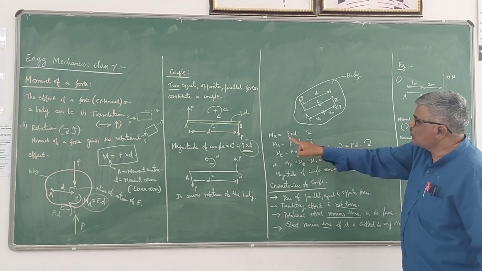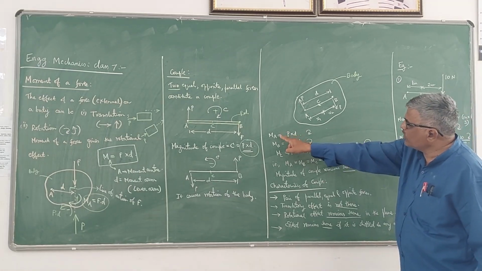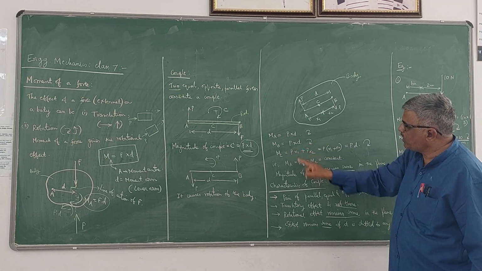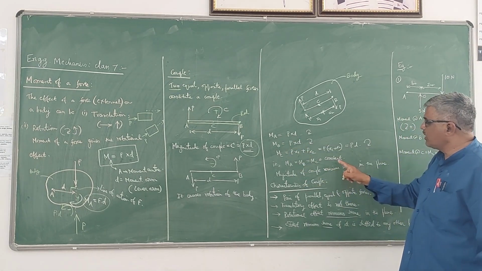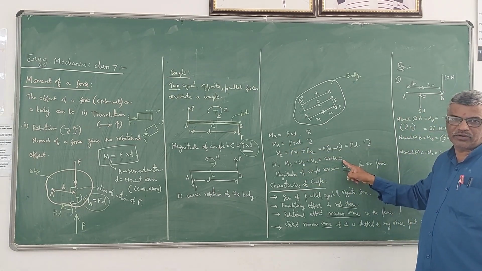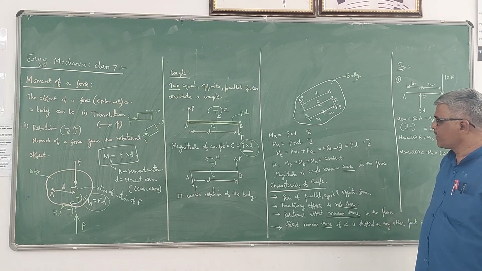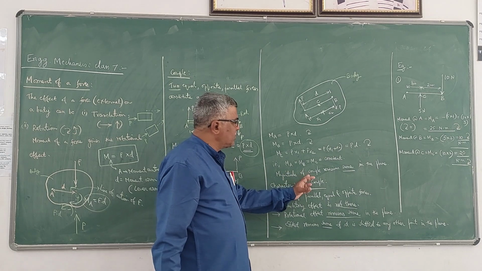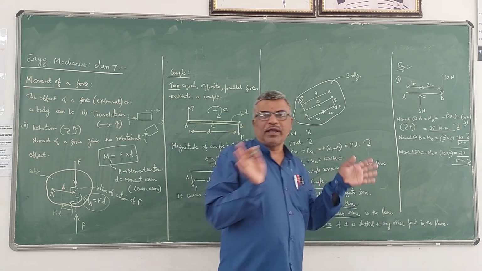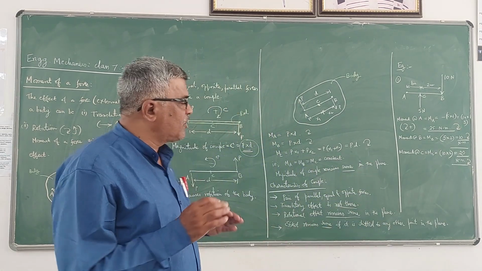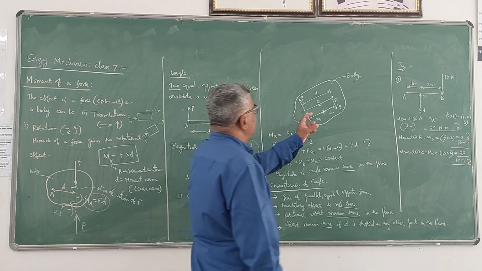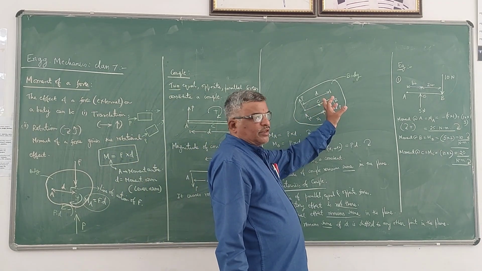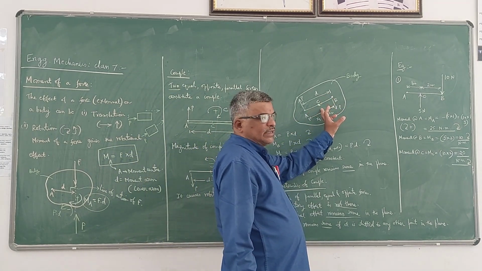So that means what you can say here is all the three moments are equal. MA, MB, MC, all the three are equal and they are constant. Now, what is the meaning of this? The magnitude of the couple remains the same in the plane. So you have proved that the values of the moments at A, B and C are the same.